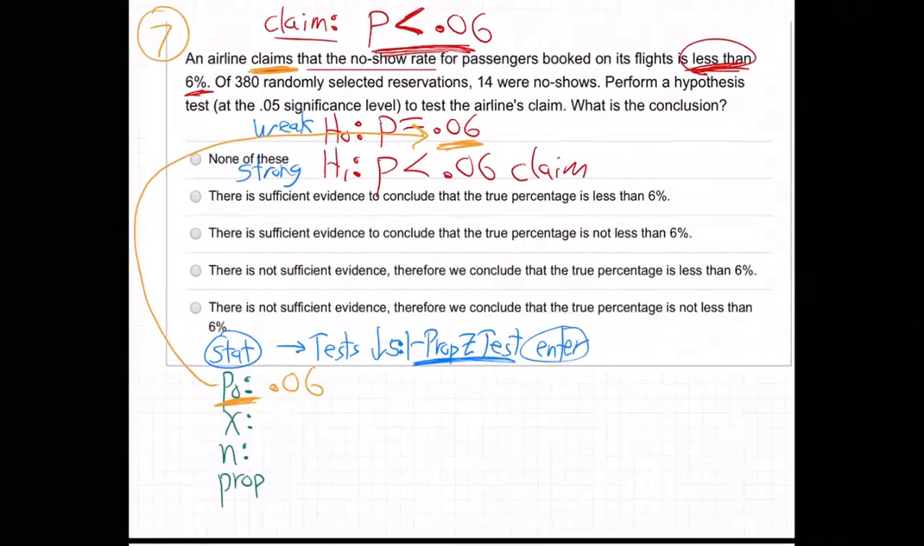They're claiming, which is kind of how they ask things on a hypothesis, as they make a claim. They're claiming something about the no-show rate. So they're claiming something about no-shows. So they're asking about no-shows, aren't they? So how many no-shows? 14. There it is. Out of how many total? 380. That's the total.